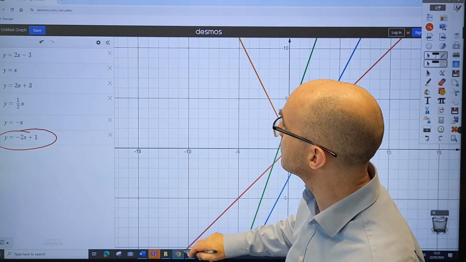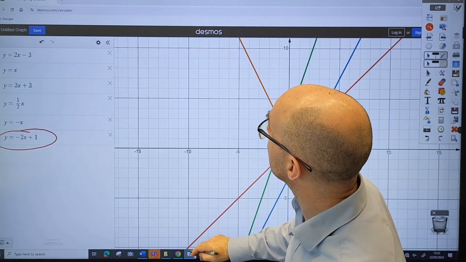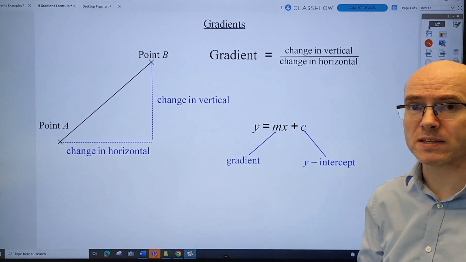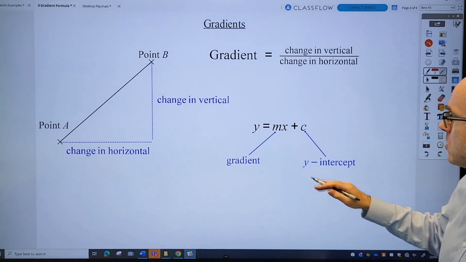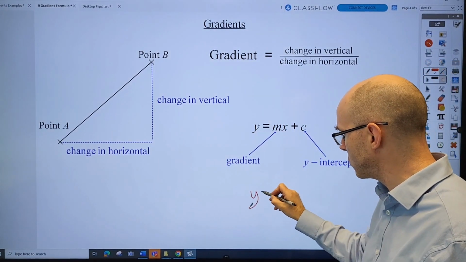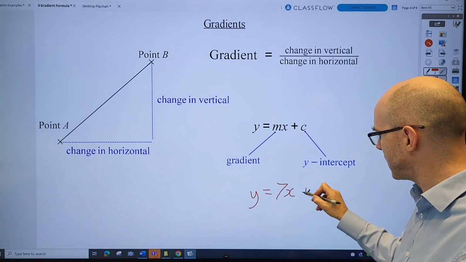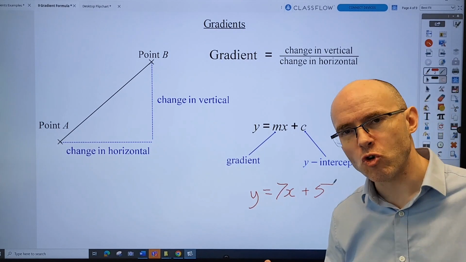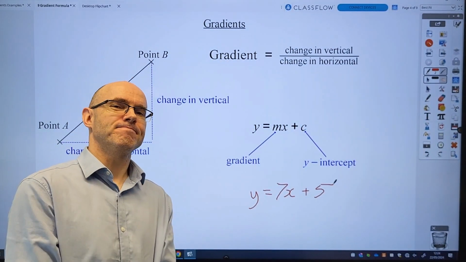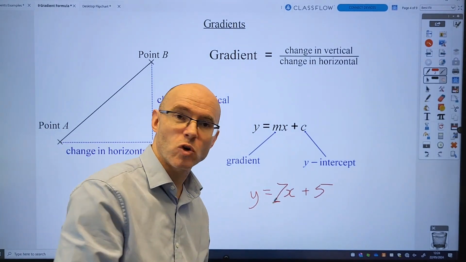Going back to this again. Almost lost it. So come back to this. y equals mx plus c. Notice all of those equations were written in this form. So if I give you another one, a different one, if I give you the equation y equals 7x plus 5, without drawing it, would you be able to tell what the gradient and y-intercept is? I'm hoping yes. The gradient is just that number there, 7, not 7x.